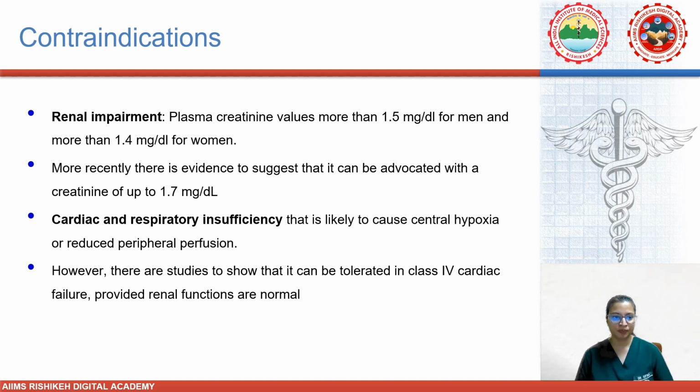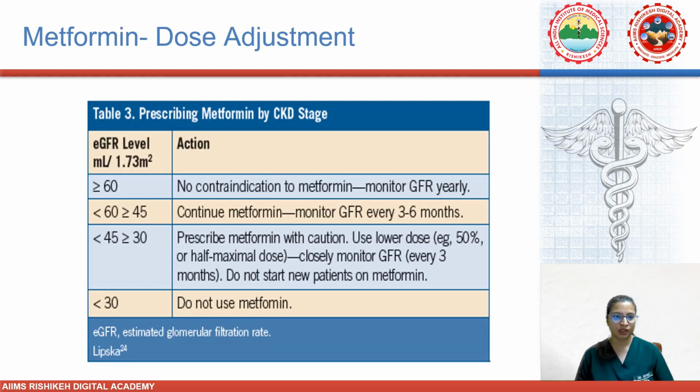Patients with cardiac and respiratory insufficiency that is likely to cause central hypoxia or reduced peripheral perfusion are also contraindications. However, there are studies to show that it can be tolerated in class 4 cardiac failure provided the renal functions are normal. So, the metformin dose we have to adjust based on the renal functions.